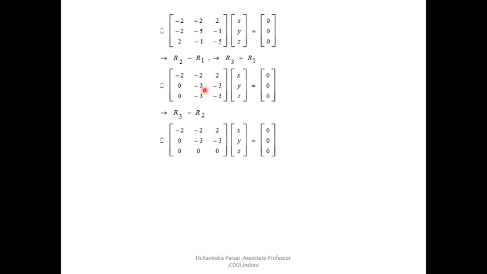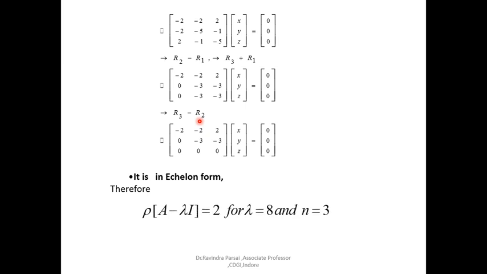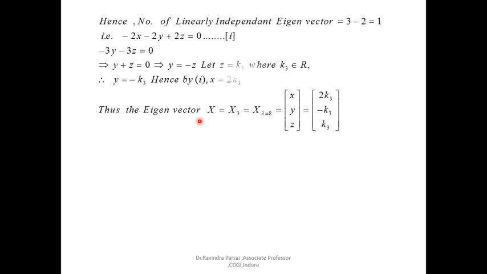Now with the help of this element, you make the element below it 0 by applying r3 minus r2. So you will get this echelon form. Therefore the rank of the coefficient matrix is 2, for lambda equal to 8, and the number of unknowns is 3, and the number of linearly independent eigenvectors is 3 minus 2 equal to 1.